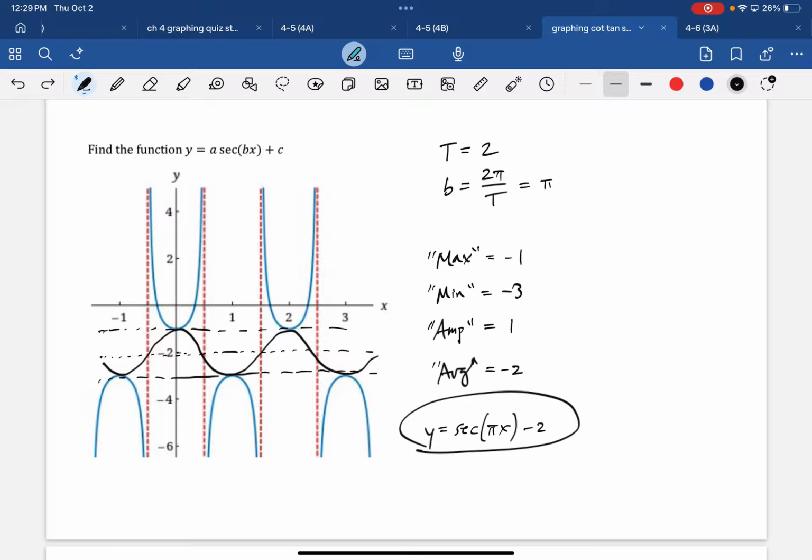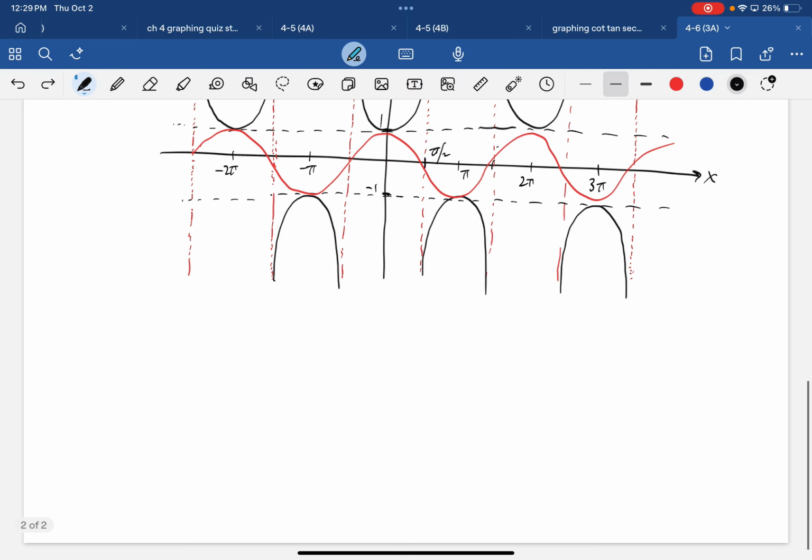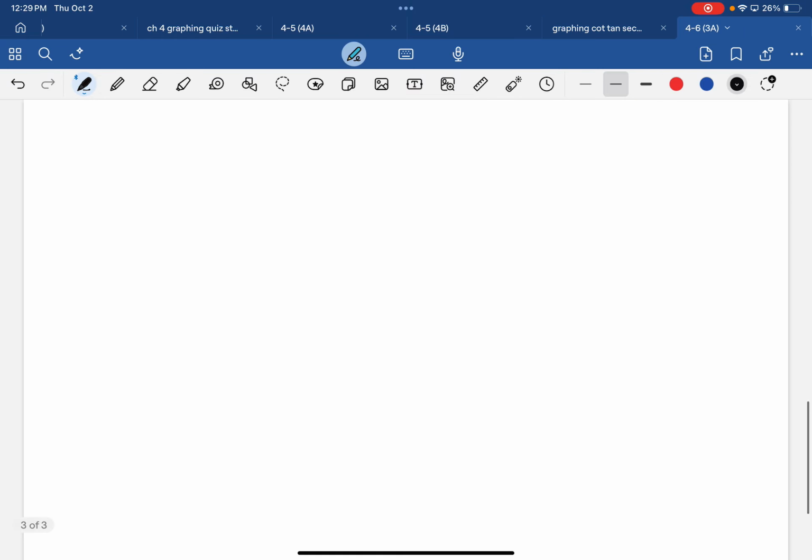We're not done yet. So cotangent and tangent left. Any questions about secant and cosecant? Pretty easy in my opinion. But then again, most of this is pretty easy in my opinion. Let's do cotangent and tangent. There are also vertical asymptotes here. Let's do tangent first.